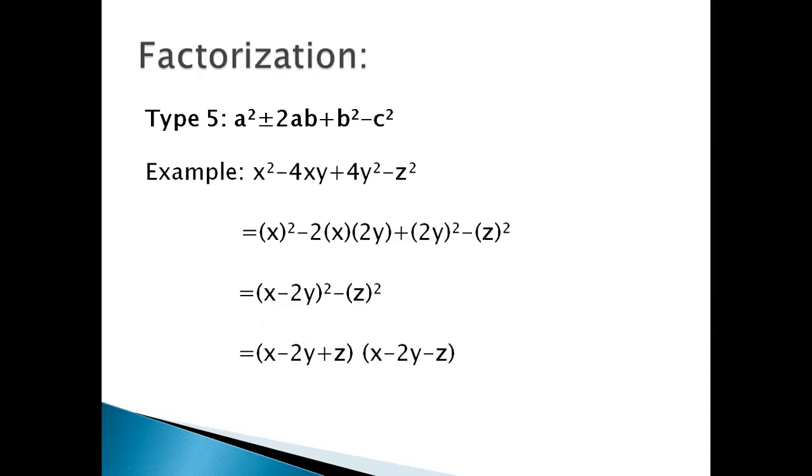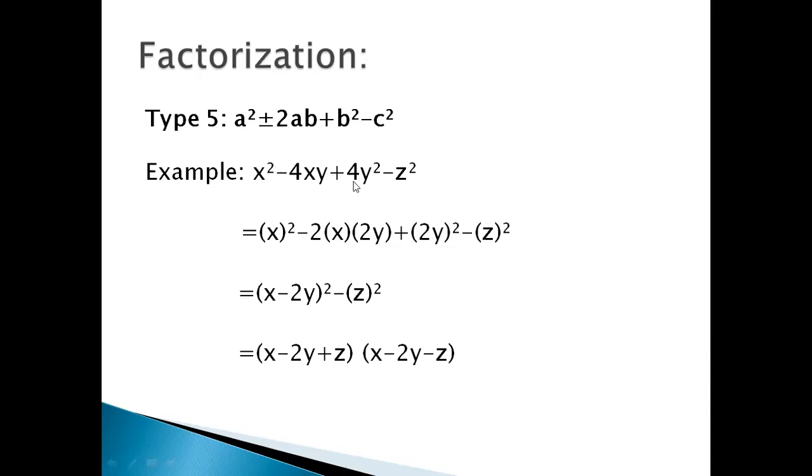Now the last type is a square plus or minus 2ab plus b square minus c square. We will have four terms, and we will break the terms into two parts. We will take the first three terms in the first part and only the last term in the second part, and on the first part we will apply the first or second identity, and we will combine it with the last part, the second part, and apply the third identity.